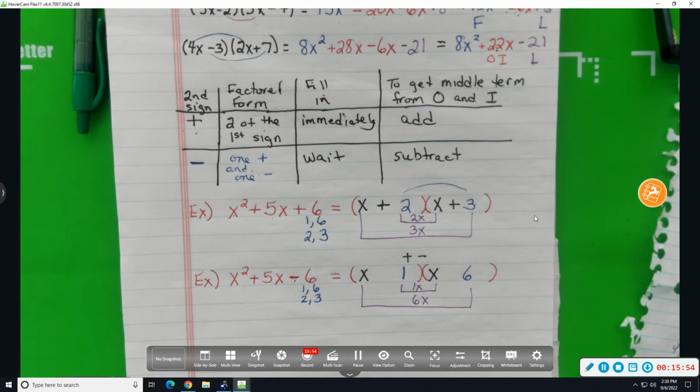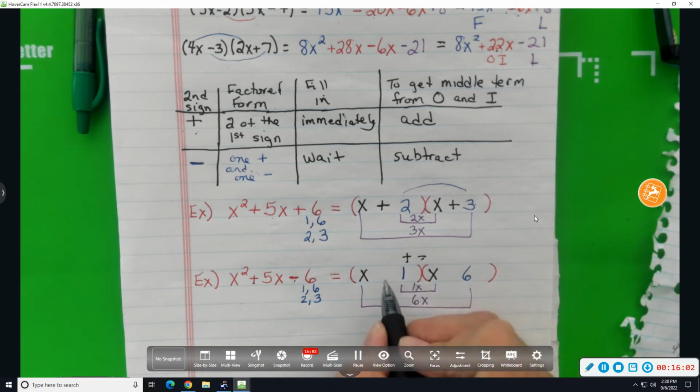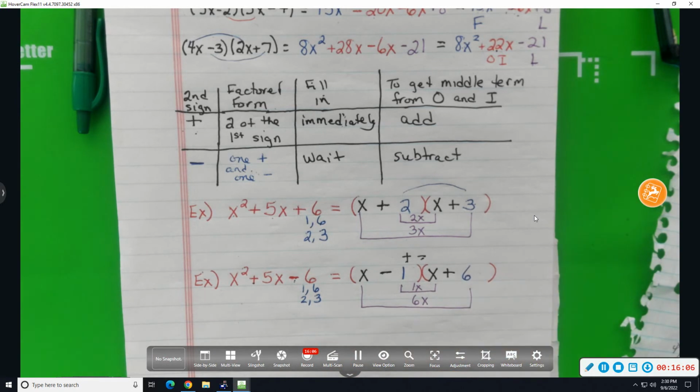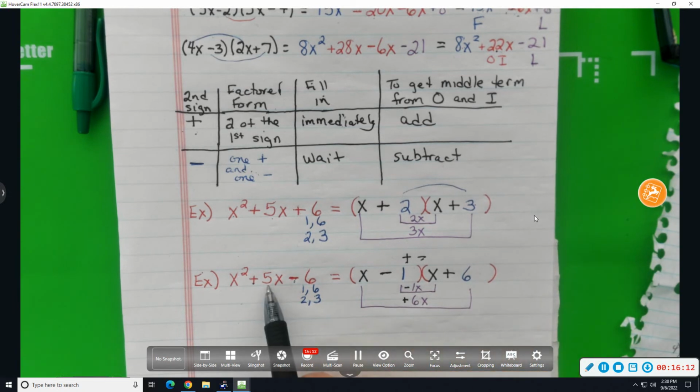How am I going to make it work out so that I get a positive 5? Where does the plus go and where would the minus go? Put the minus here and the plus there. So we'd have a negative 1x and a plus 6x. Is that giving a positive 5x? Yes. Okay.